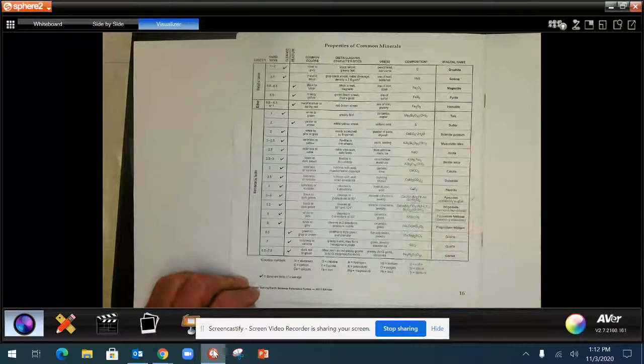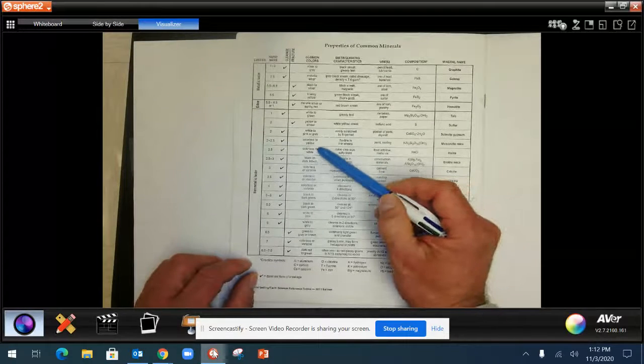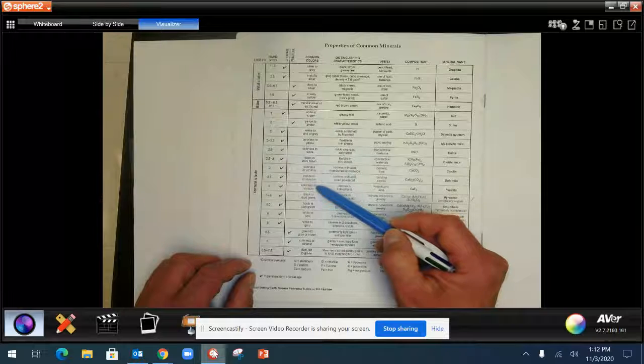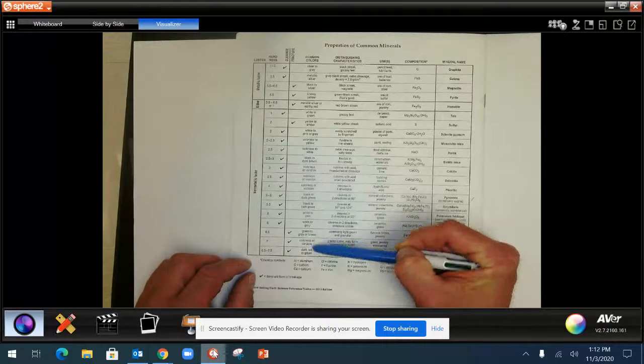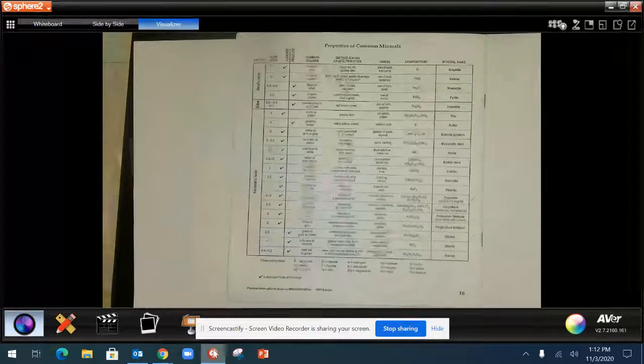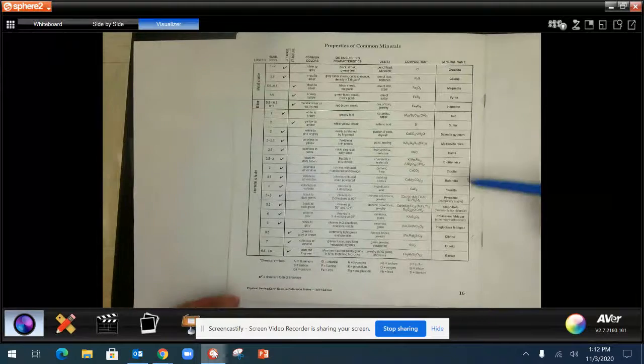Common colors isn't too useful. You'll see many of them share colors. Like, for instance, colorless to white and colorless to variable shows up quite often. So common colors, it's nice to know, but it doesn't do much for us.